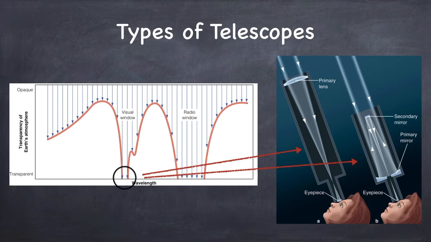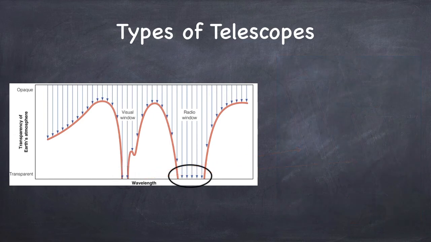The other thing is they don't suffer from something called chromatic aberration. Chromatic aberration is due to the fact that light of different wavelengths refracts to different degrees. So the primary lens focal length is different for red light than it is for blue light, for example. And so you end up with images that are sharp in one wavelength and fuzzy in a different wavelength. Whereas with a mirror, everything reflects the same. All the different wavelengths reflect the same, and so you avoid that particular problem.